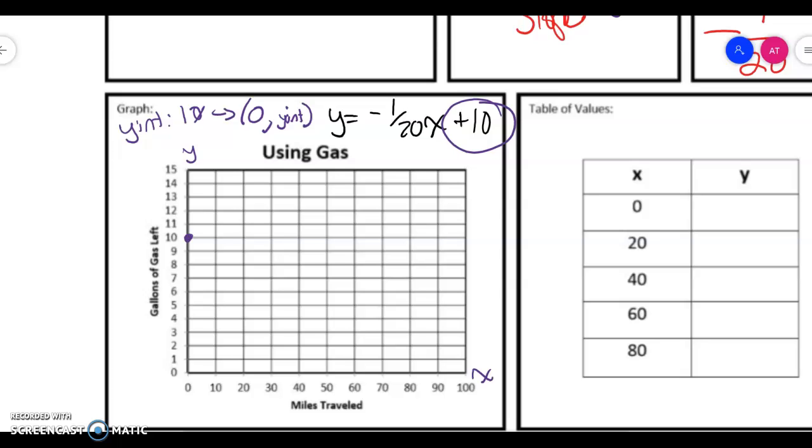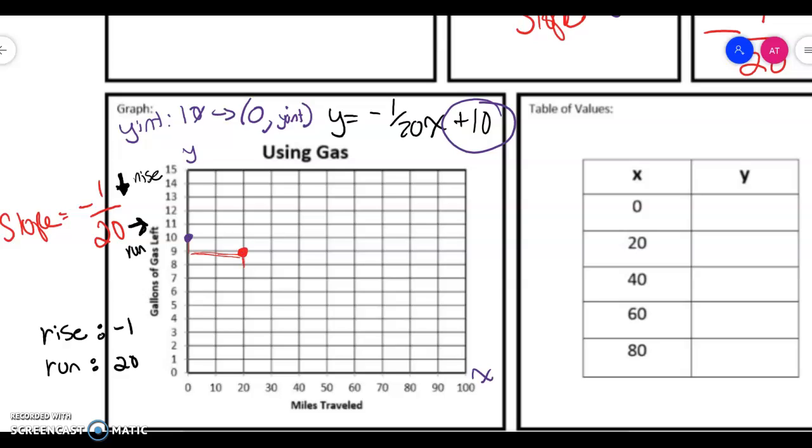All right, so my slope is negative 1 over 20. That means I'm going to go down 1. I'm going to rise down, and I'm going to travel over 20. So I'm rising negative 1, running 20. If you look at the increments, they're counting by tens. So be careful. I'm going to rise down 1 and run 20 and put a dot.